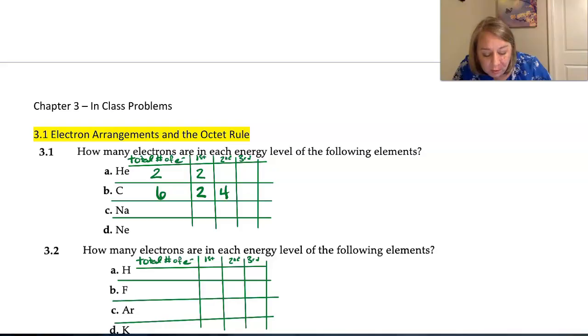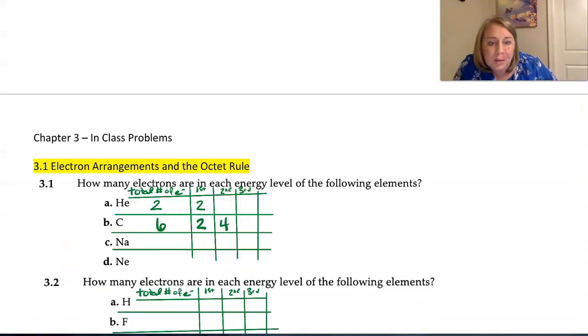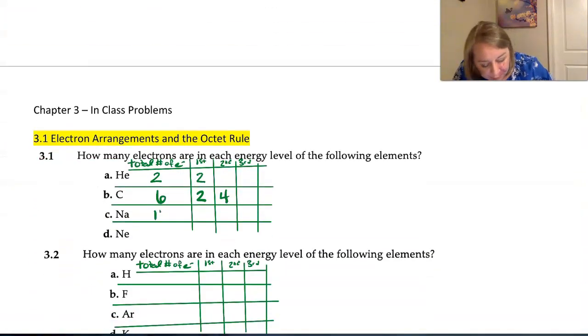Let's move on to sodium. Sodium has a total of 11 electrons, so let's go put them in. Where are they going to go? We're going to put 2 in the first principal energy level.